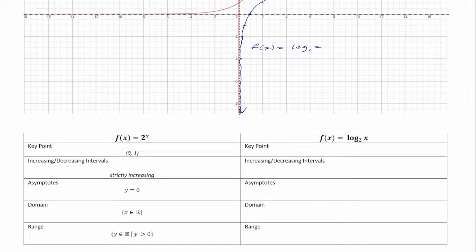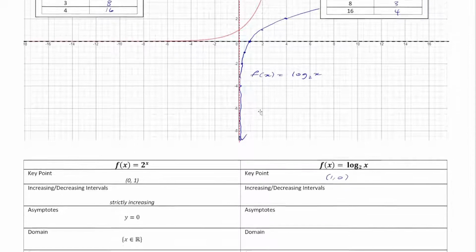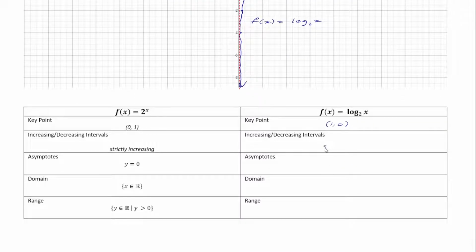Again, let's see if we can come up with some key points here. Well, remember our key point on the original exponential graph was 0, 1. So therefore, a key point on the logarithmic graph would be 1, 0, because the logarithmic graph is the inverse of the exponential graph, so we switch the x and y values. We can see right here that the logarithmic graph is strictly increasing as well. So we can write that. That's strictly increasing.